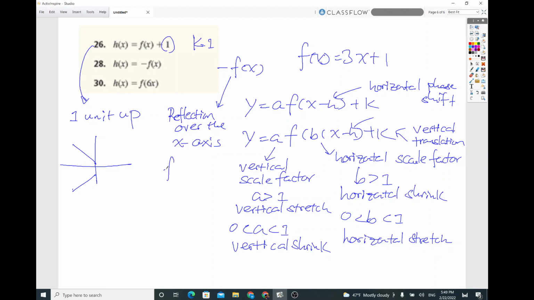And what about if we see a negative sign right next to the variable, like that? Then this would be the reflection over the y-axis.